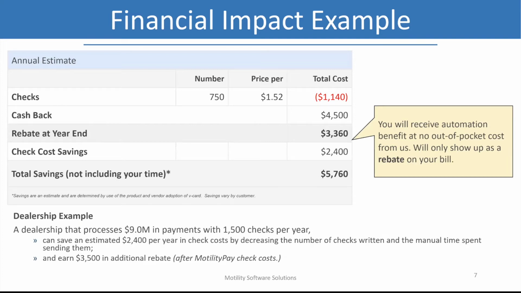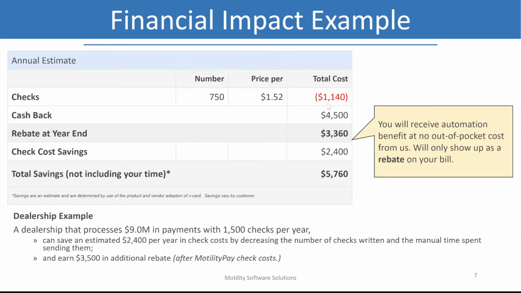So what I'd like to do is go over a slide here that has a great snapshot and example of what a typical dealership could earn back in a year from utilizing MotilityPay. So in this example here, we're going to assume that this dealership processes roughly 9 million payments through year, cutting 1,500 checks. So right off the bat, we're going to be able to reduce that check count down to 750. We cut it right in half, because half of these payments now to these suppliers are going to be paid through a virtual credit card.